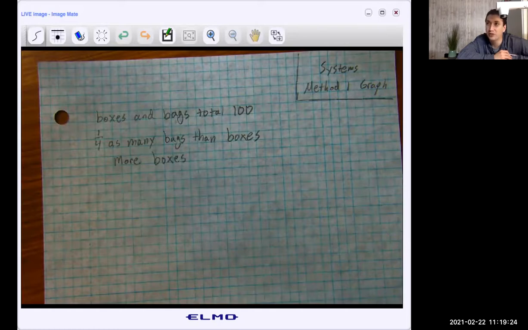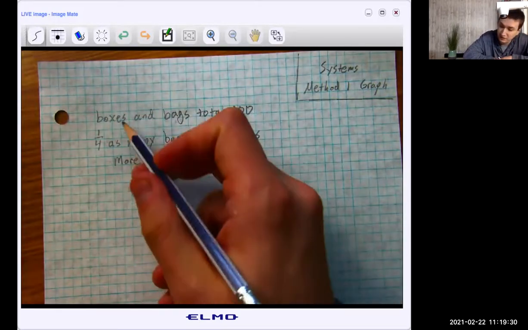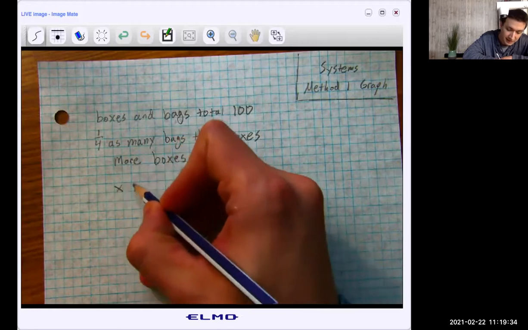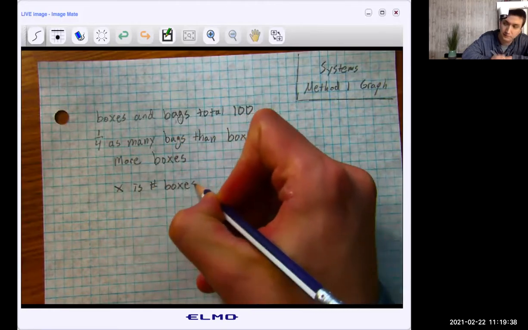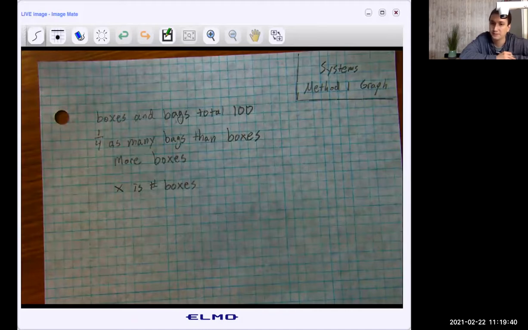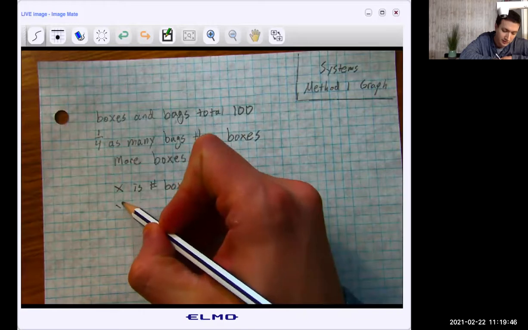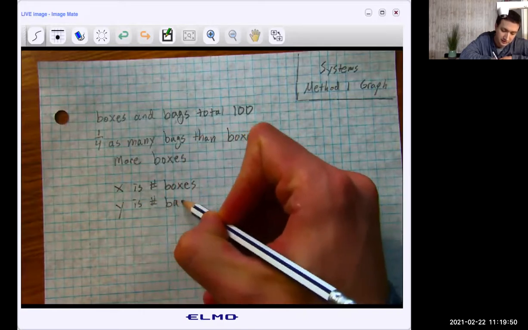Now, writing down what I knew leads me to my variables. And in this case, the one thing we want to know is how many boxes. So I might just call that my x. My x is the number of boxes that we collected. The other thing we don't know is bags, so let's just call that y. Y is the number of bags we collected.